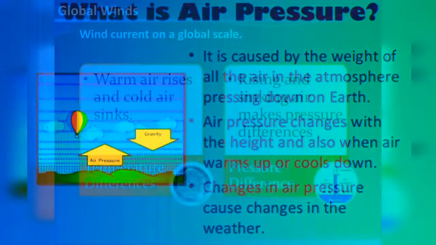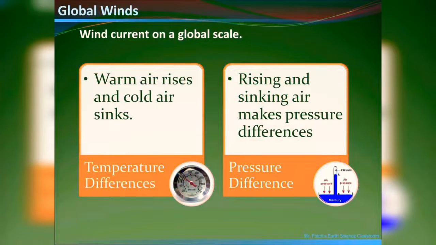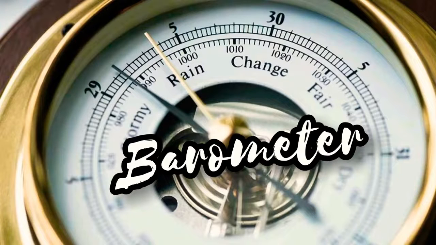Cold air sinks because it is heavier than warm air. Cold air exerts more pressure. A low air pressure is a sign of bad weather. You can expect rains or a storm when the air pressure is low. Air pressure is measured by an instrument called a barometer.